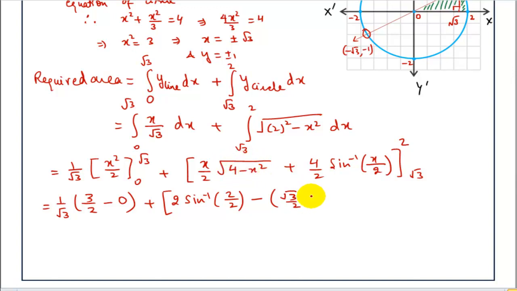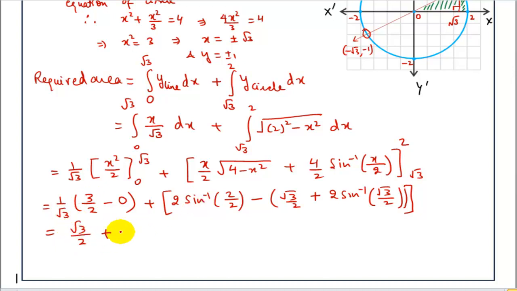So we leave it here. Then plus 2 times sine inverse x by 2. X is getting replaced by root 3. So root 3 by 2. So you can see we have applied the upper limit and the lower limit in both the cases. Over here you can cancel out 3 with root 3. So it reduces to root 3 by 2.